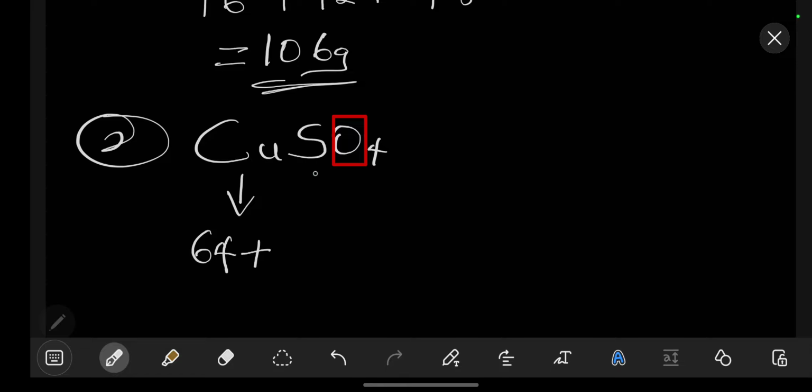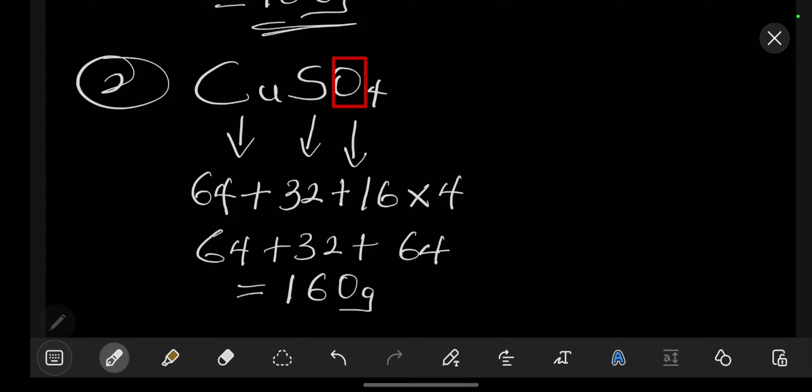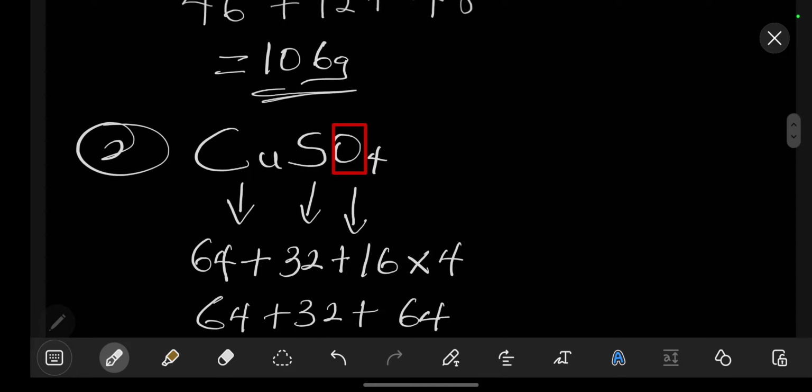Now we're going to add that to sulfur. The atomic number for sulfur is 16, but the mass number is 32. For oxygen, like you already know, the atomic number is 8, but the mass number is 16. We're going to do 16 times 4 because we have a 4 attached there. So if you do this, you have 64 here plus 32, and then 16 times 4 gives you 64. If you sum this up, you should get 160 grams. Alright, so that is it for that.